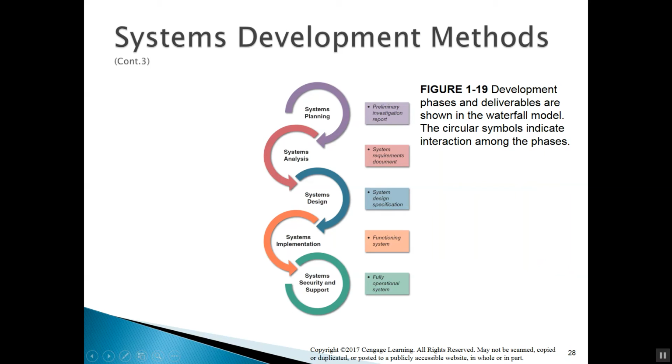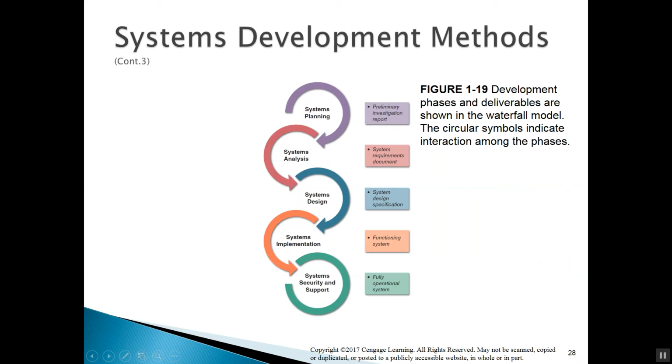We get to the second phase, which is systems analysis. We've got a system requirements document, and if there's issues, we can go back and start over again. We go from system analysis to the system design, from system design to systems implementation, and from systems implementation to system security and support. Now, this is what we call the waterfall model. It goes from one to the next, to the next, to the next.